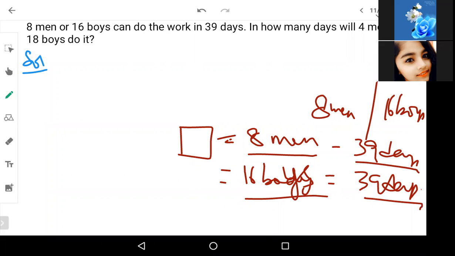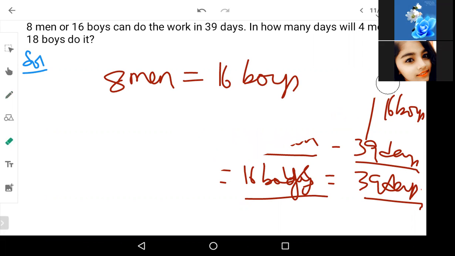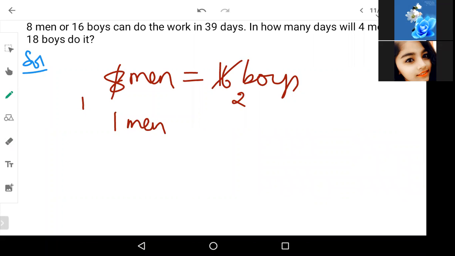Okay. So which means 8 men is equal to 16 boys. Right? 8 men is equal to 16 boys. Now let us simplify this number. 8 ones are 8, 8 twos are 16. Right? So the work of 1 man is done by 2 boys.